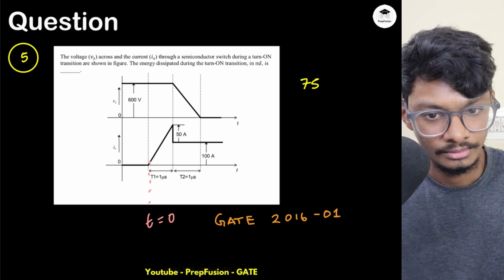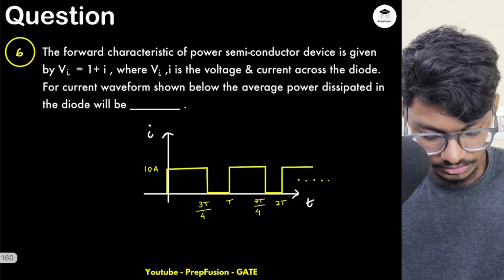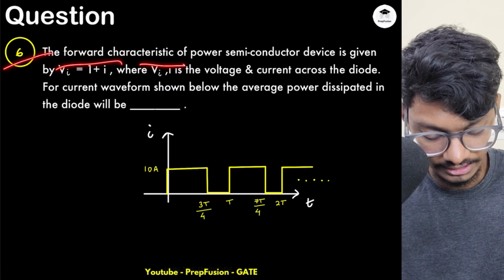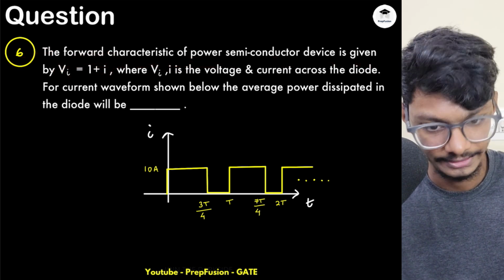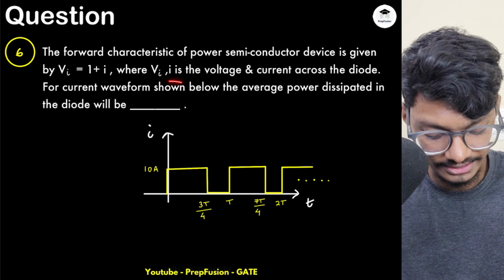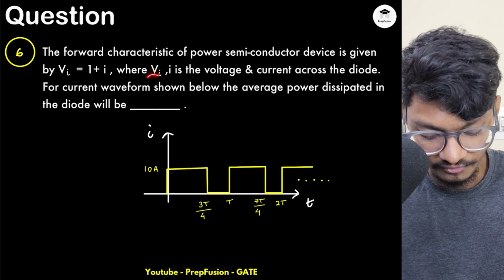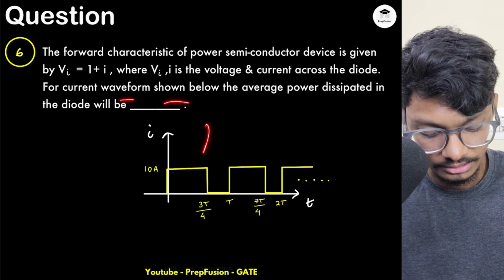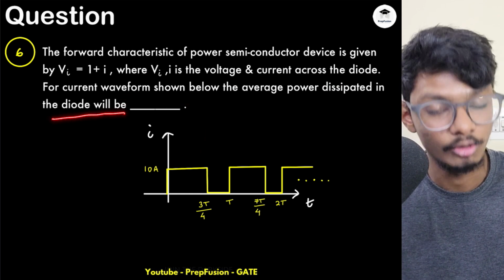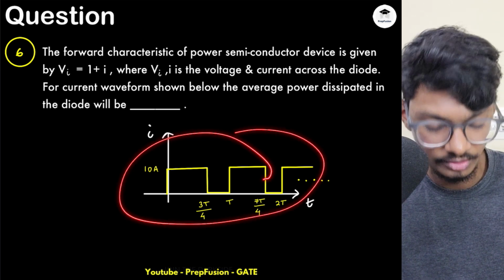Now let's move on to the next question. In the next question, the forward characteristics of a power semiconductor device is given, that is Vi equals 1 plus I, where Vi and I are the voltage and current across the diode. For the current waveform shown below, the average power dissipated in the diode will be. So the current waveform is shown below. What will be the average power dissipated?